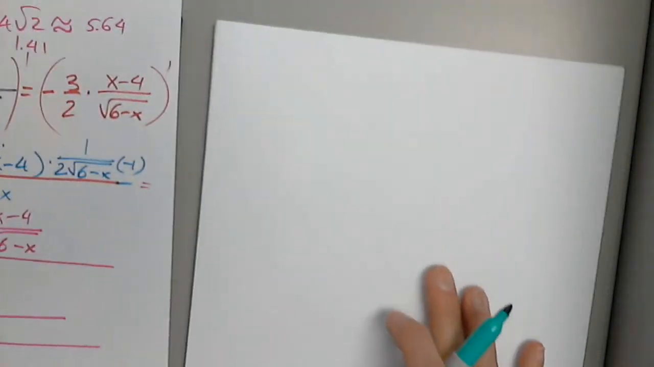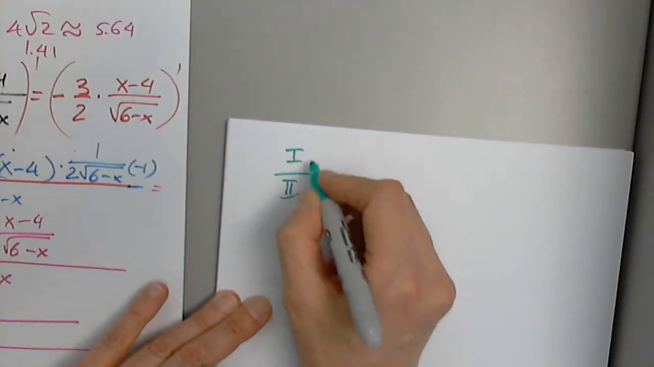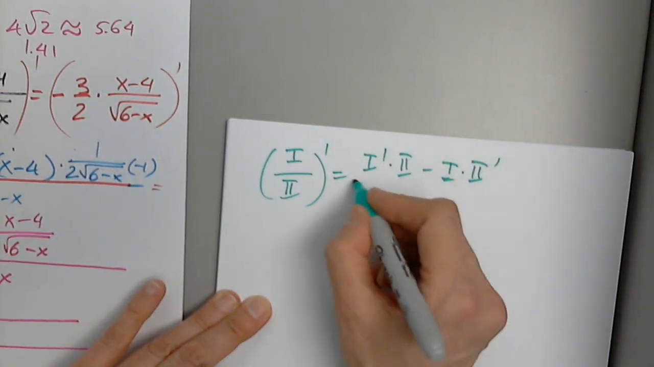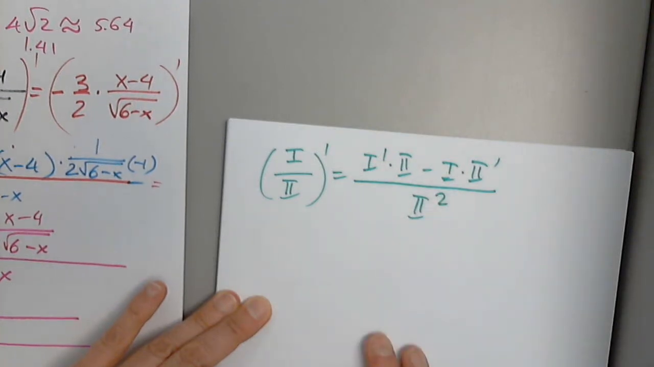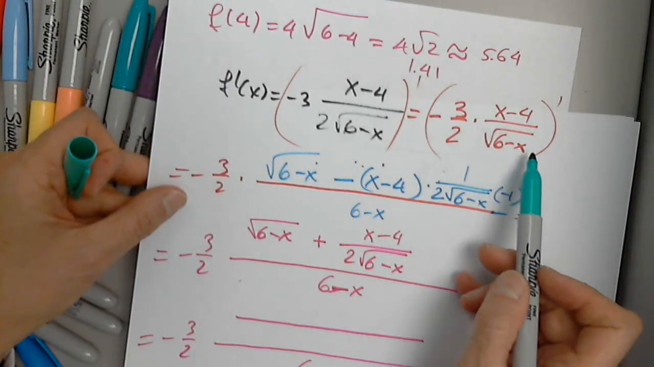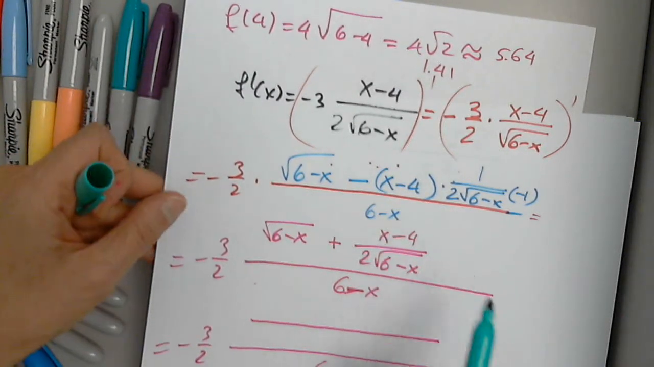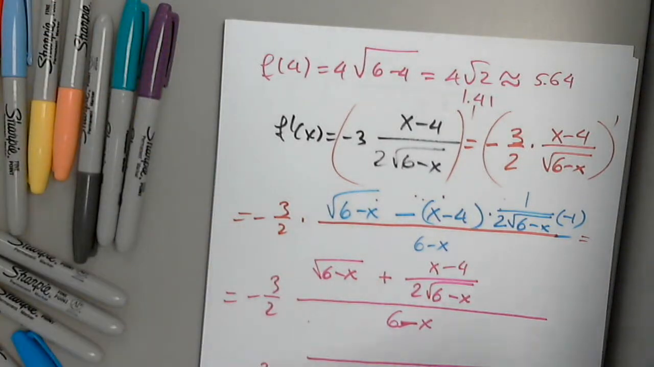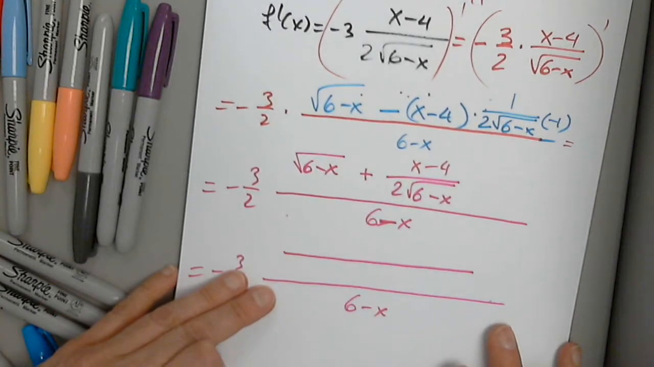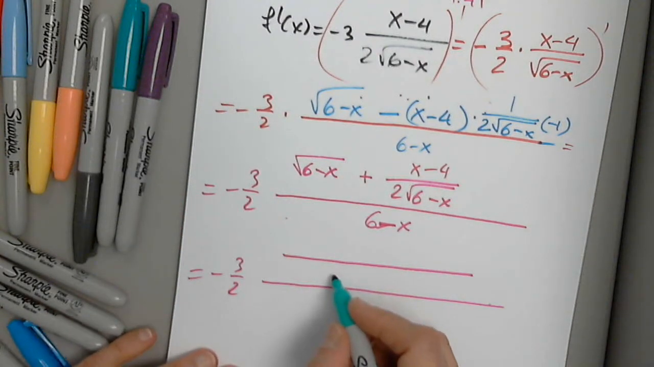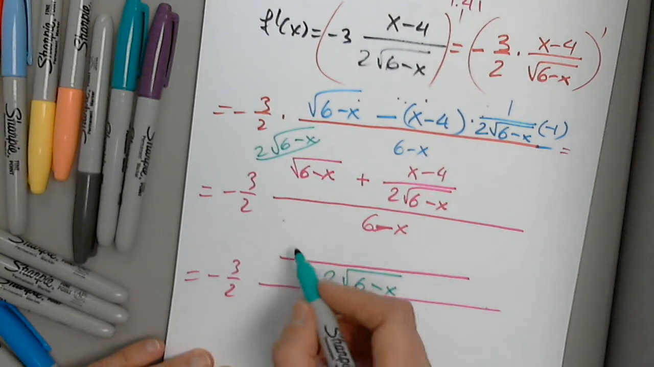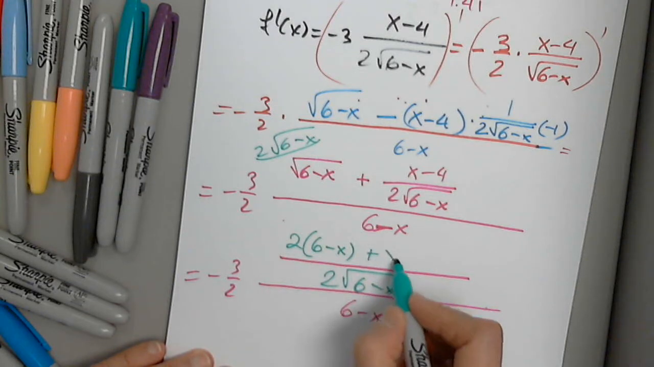So let me refresh your memory. f over g prime is f prime times g minus f times g prime over g squared. Yeah, I didn't see where you have it there. So the square root of 6 minus x squared is 6 minus x. Oh, okay. Better? Yeah. Perfect. I lost track of pages again. Sorry. Okay. Good. The least common denominator, please. 2 root 6 minus x. Very good. So then this one needs a 2 and the square root of 6 minus x again. So it's 2 parentheses 6 minus x plus x minus 4.